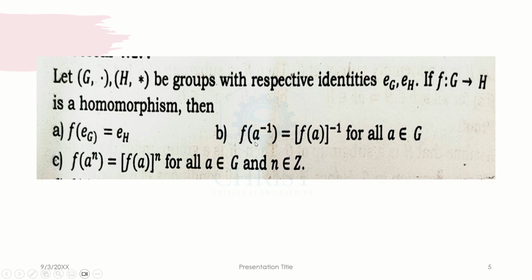The second property says that homomorphism maps inverses to inverses itself. That is, if a has image f(a), then a inverse will have the image f(a) inverse. The last property says that homomorphism maps powers to powers itself. That is, the image of a raised to n is equal to f(a) whole power n. We will see the proof one by one.